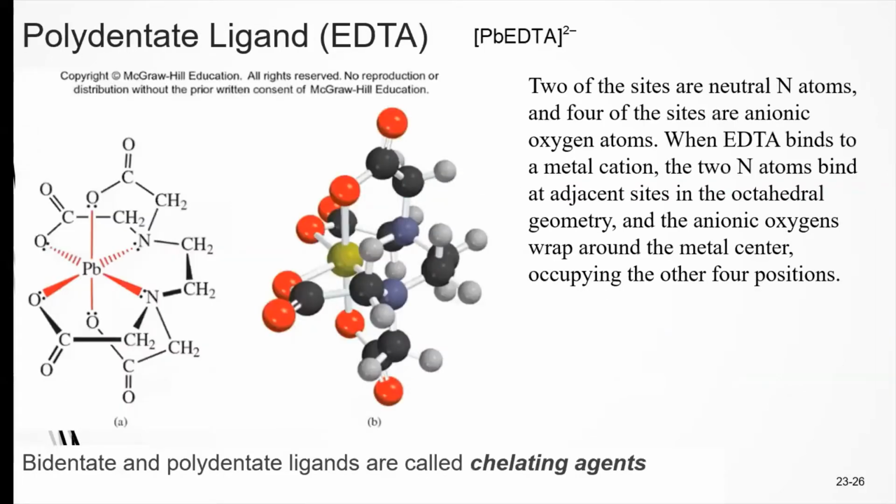EDTA, on the other hand, is huge. EDTA has 2 neutral N atoms and 4 sites of anionic, so negatively charged, oxygen atoms. So when it binds to a metal, it binds 2 with the nitrogens and then 4 with the oxygens. So this one binds a total of 6 positions. So it really wraps around them. Anything that has more than one ligand site is called a chelating agent.